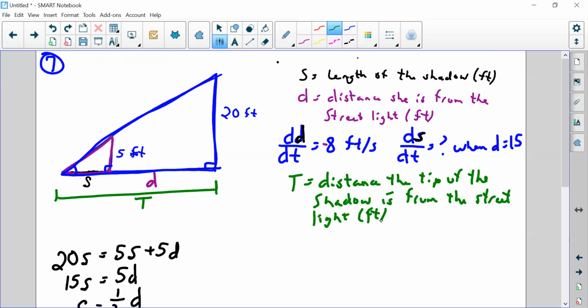So I know S, I know D, I know dS/dt, I know dD/dt. And I want to figure out the rate of change of that tip. So that means I want to figure out dT/dt, big T over little t. So I need to relate big T to, say, S or D, one of those variables.